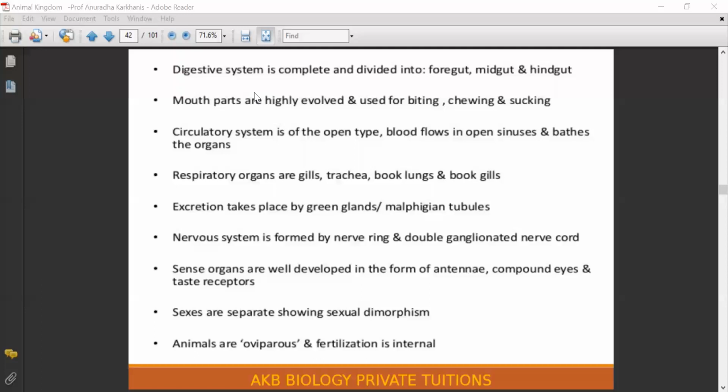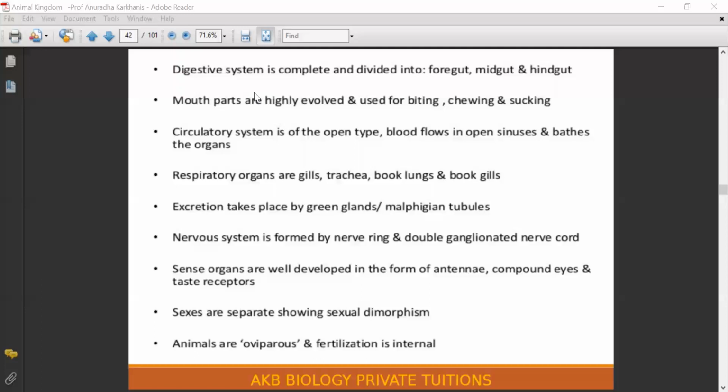Animals are oviparous and fertilization is internal. What do you mean by oviparous? Egg laying, and fertilization is internal. The fertilization is going to be taking place within the female's body, after which the fertilized eggs are going to be laid, and then they are going to be hatched out into the young ones. So that is what animals are.